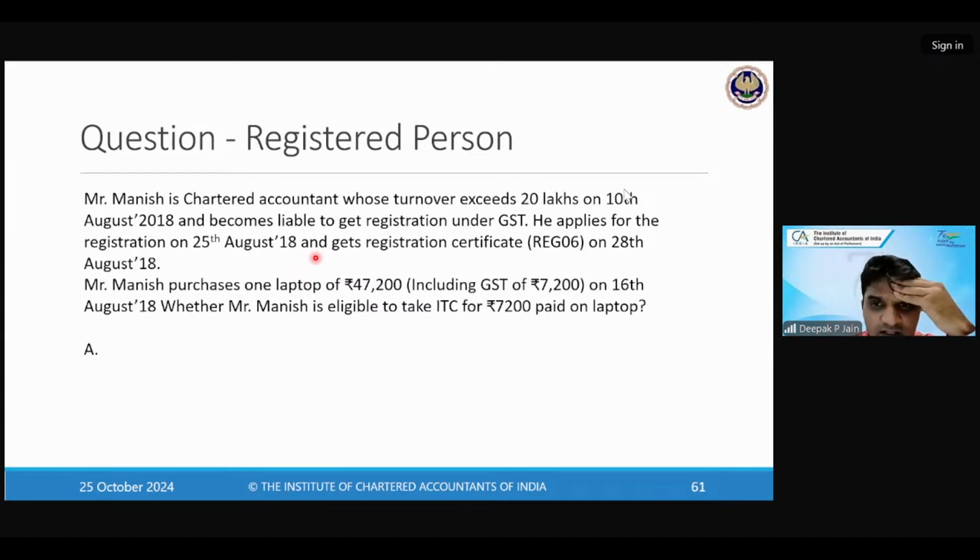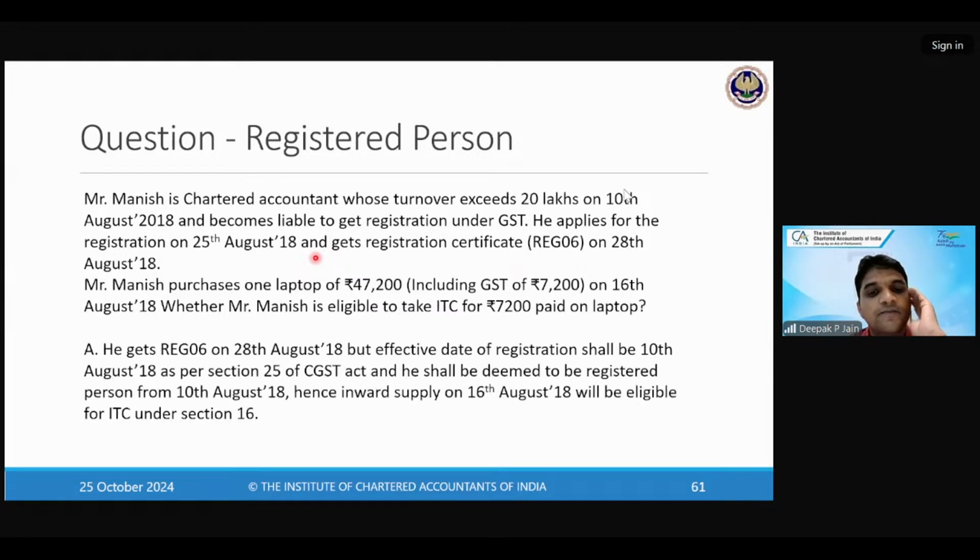No, he is not eligible. No, because of 18(1)(a), since the registration is taken within days, he is liable to... Okay. So the correct answer is he gets registration on 28th August, but the effective date of registration will be 10th August, because he has taken the registration on time, and he will be deemed to be registered from 10th August.